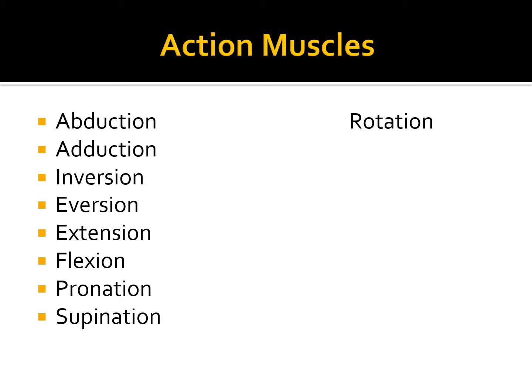Extension allows me to extend, like for instance, my arm out to reach for someone. That is my extension muscle. Flexion, if I was going to flex my bicep, that would decrease the angle of my joint, so that's going to bring my arm towards me. Pronation allows the palms of the hands to face downward. Supination allows the movement of the palms of my arms to go upward. And rotation allows the bone, this is the muscle, moving the bone around its longitudinal axis.